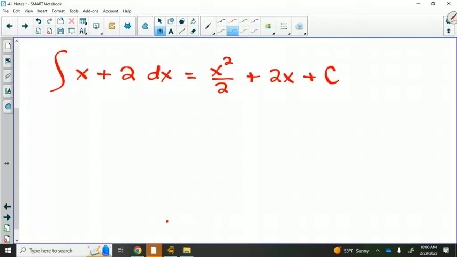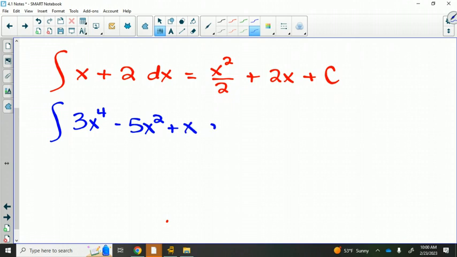Okay, let me give you one to look at, and then I might give you one to try. We'll do this one together: 3x to the 4th minus 5x squared plus x dx. We'll practice together to get our minds warmed up, and then I'll give you one to try. Separately, these are 3 different problems.